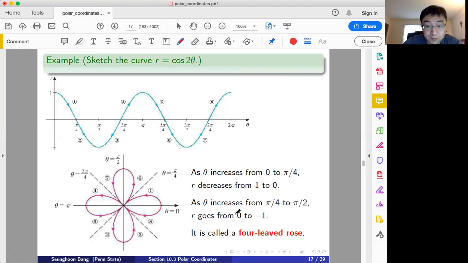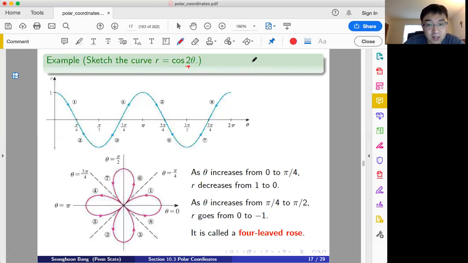So one more. So far, this is like r equals cosine 2 theta. This is double the number of leaves. You can change it. This is 4. How many leaves? We have 8 leaves.